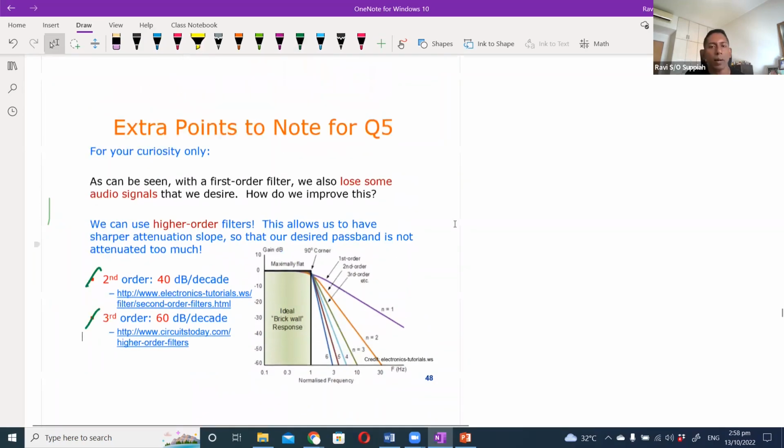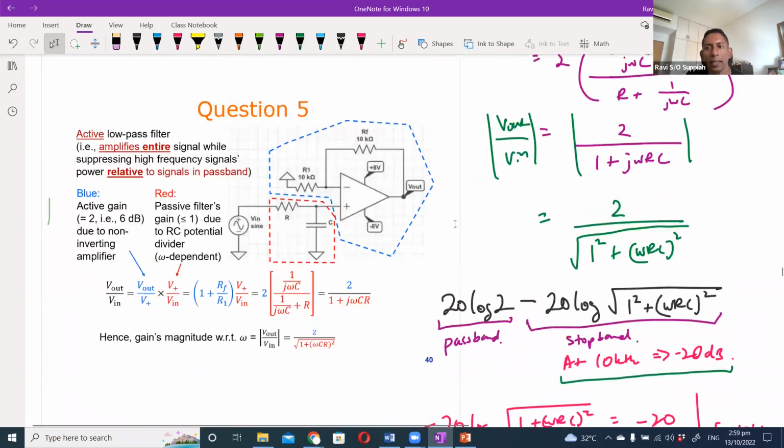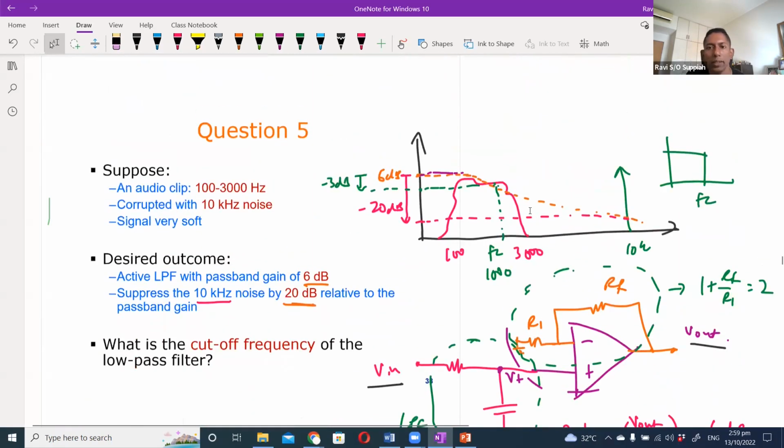So if you come back to this, the reason why we are losing the 3000 is because my slope for a first order filter is negative 20 dB per decade. Now, if I can roll off faster, that means from my FC, I can roll off faster.